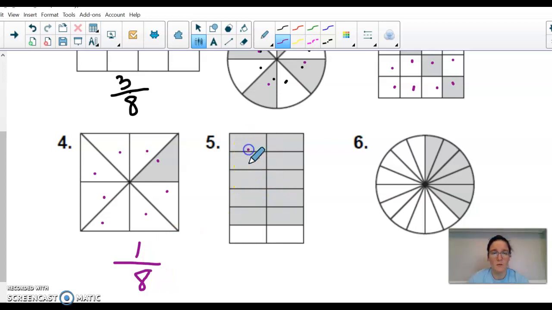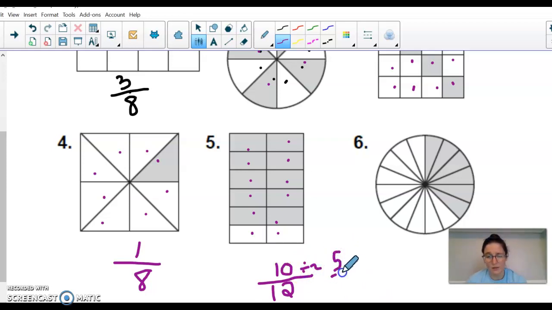So for number 5, 1, 2, 3, 4, 5, 6, 7, 8, 9, 10, 11, 12. So it's out of 12 as your total. And then how many shaded? So 12 minus 2 is 10. So let's see what the common factor is. We do 2. So just reduce it by 2. So that's 5 over 6. So it's 5/6.